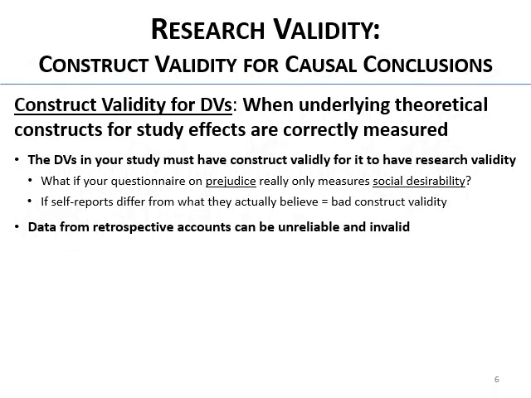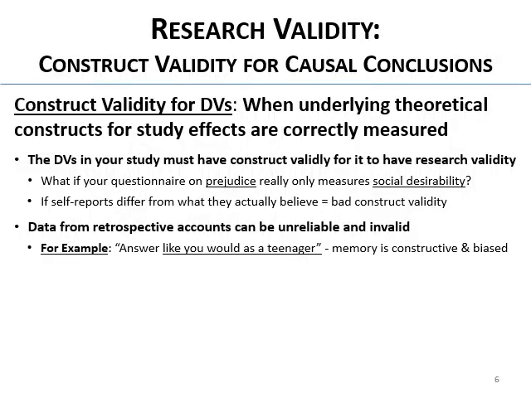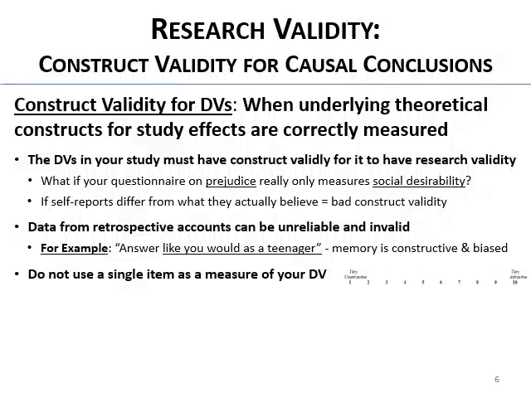So another one we haven't talked about yet is retrospective accounts. It is a bad way to do research. Don't do this if you can avoid it. Retrospective accounts tend to be unreliable and invalid. So what is a retrospective account? Answer this questionnaire pretending you're a teenager. We'll actually analyze one of these next semester. Taking this pretending you're 18 is a really bad way to do a study. Why? Memory is constructive and biased. That's why. So try to avoid retrospective accounts if you can.